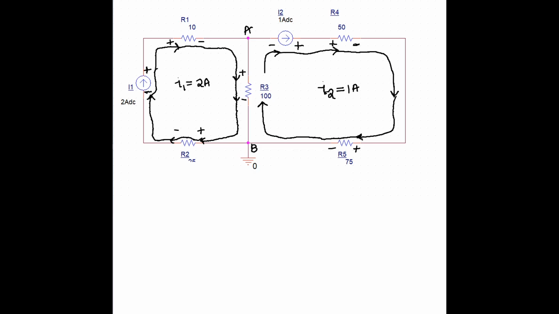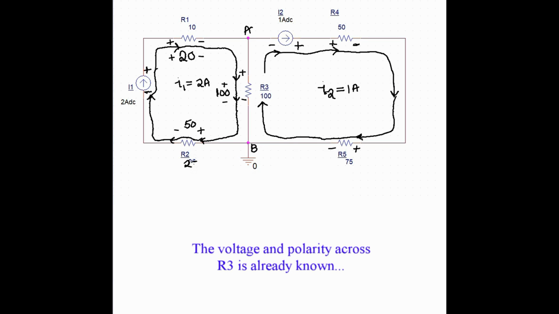The voltage across each component can now be calculated. There's 2 amps going through R1, which is a 10 ohm resistor. That gives us 20 volts. There's 1 amp going down through R3. That gives us 100 volts. And there is 2 amps going through R2, giving us 50 volts.